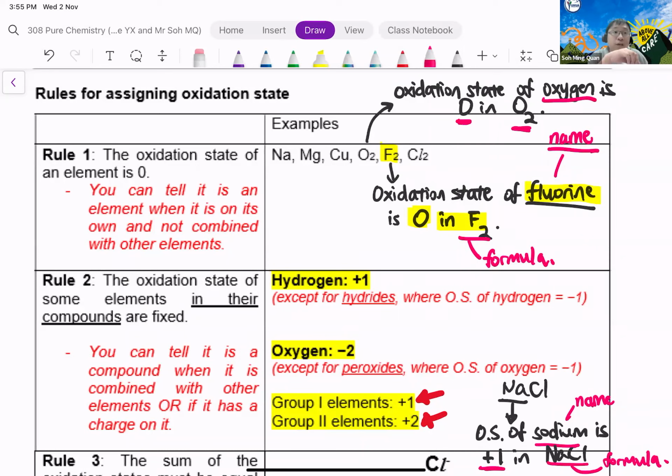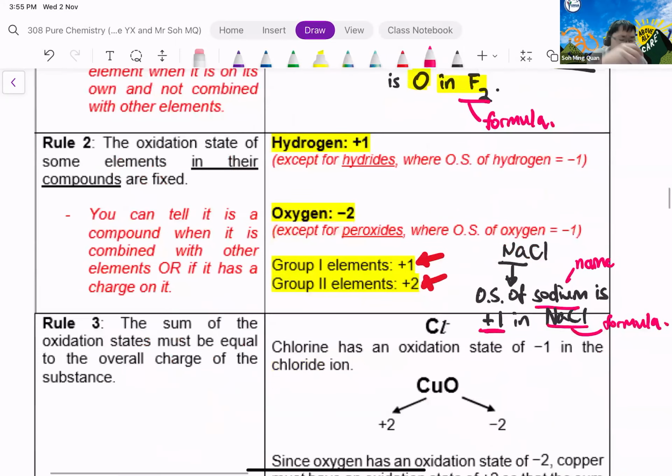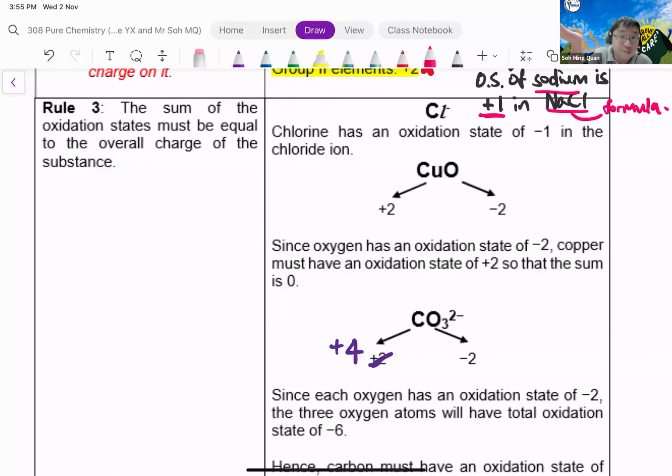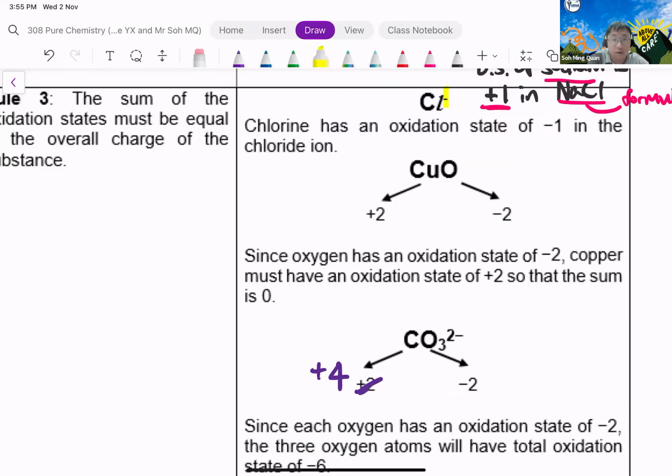Now, rule 3 is putting together rule 1 and rule 2. Rule 3 states that the sum of the oxidation states must be equal to the overall charge. What does it even mean? For example, if I give you Cl-, the charge is minus, right? And there's only Cl, which means that the oxidation state of chlorine in Cl- is -1. It is the charge.